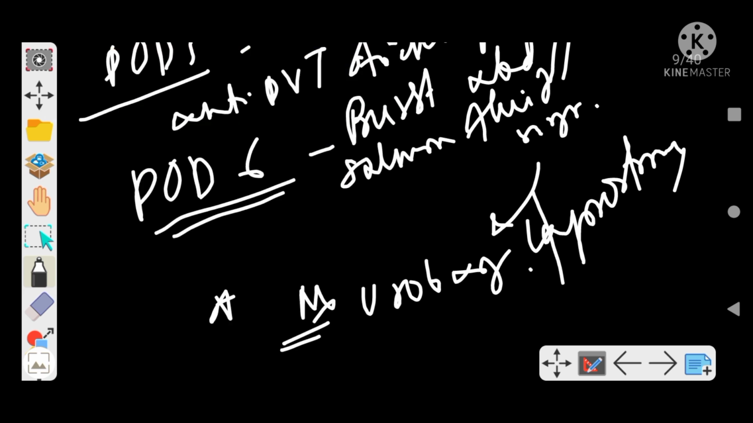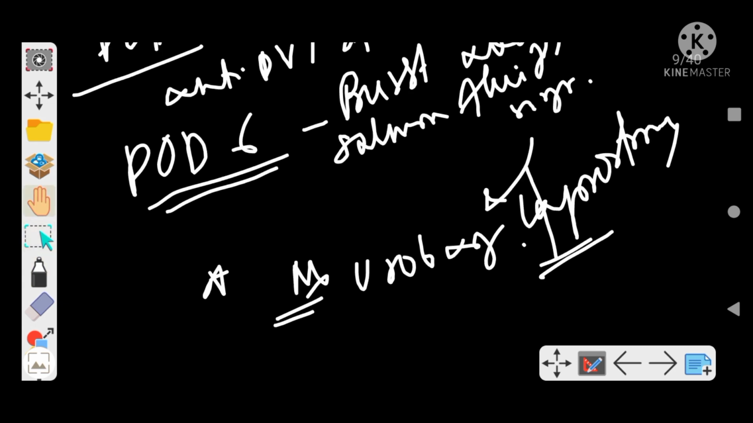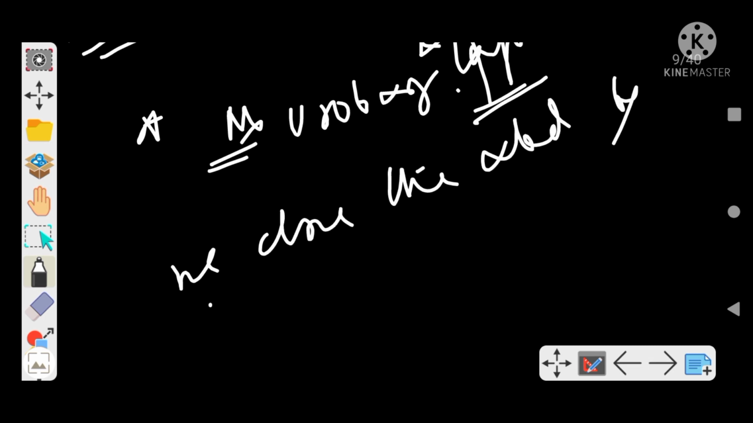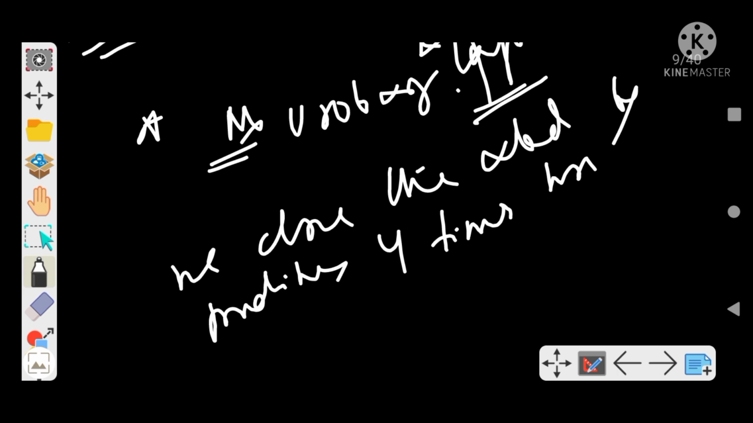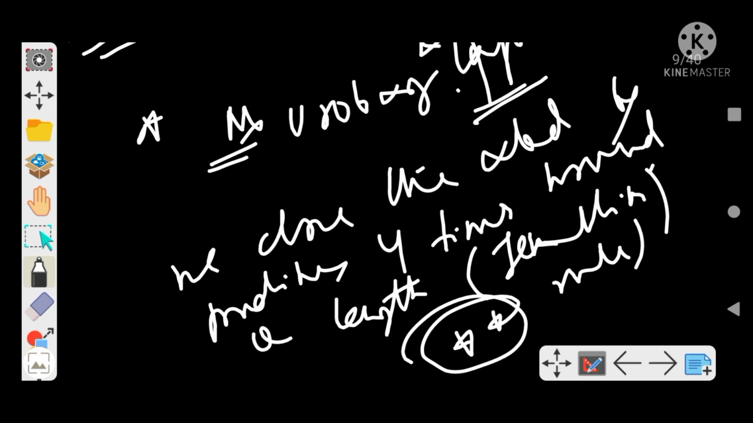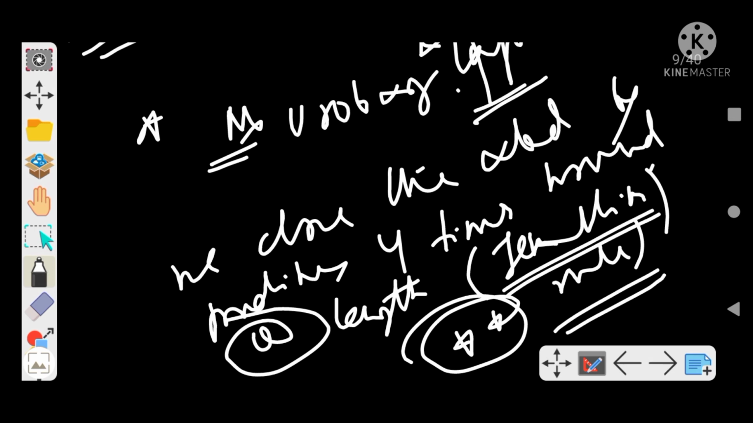Again, in urobag laparoscopy, we close the abdomen with Prolene sutures, which is 4 times the wound length. This is a famous rule, Jenkins law or Jenkins rule. This has been asked previously. So in closure of the burst abdomen, we close the abdomen with Prolene suture 4 times the wound length, which is known as the famous Jenkins rule.